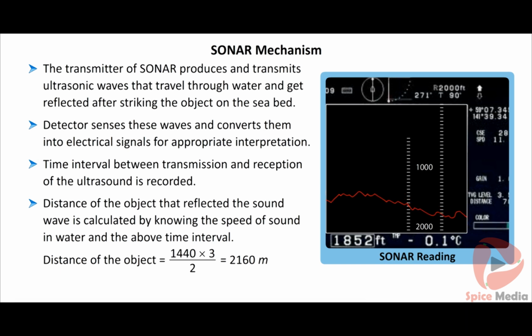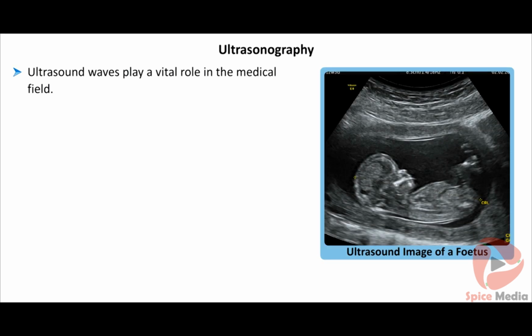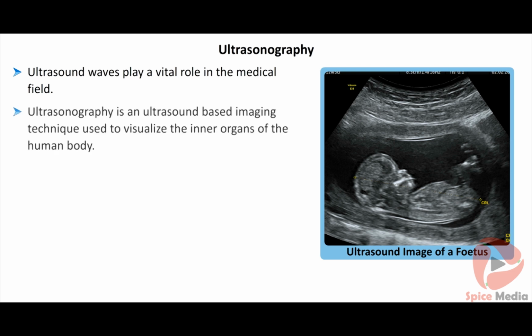The distance of the object that reflected the sound wave can be calculated by knowing the speed of sound in water and considering the above time interval. For example, the speed of sound in water is approximately 1440 meters per second. Let us assume the time interval to be 3 seconds. The distance of the object will then be 1440 into 3 by 2 equals 2116 meters. Click Animation button to know more about sonar mechanism.